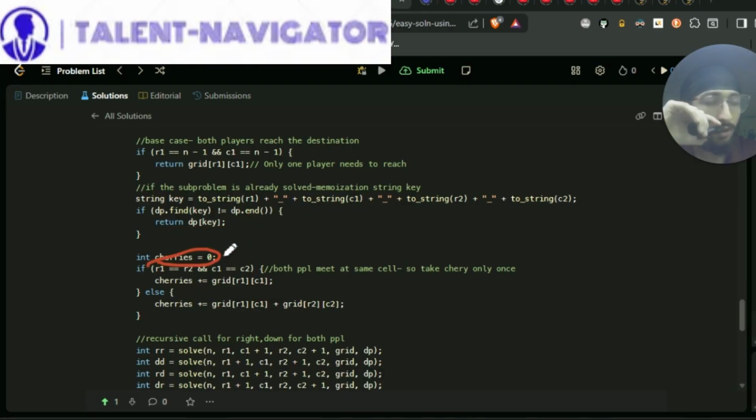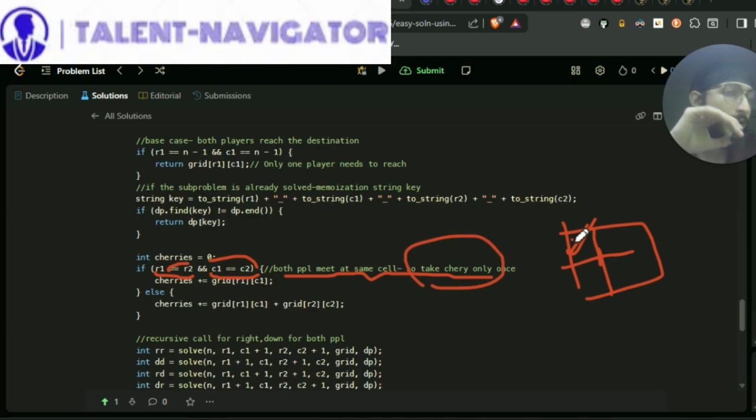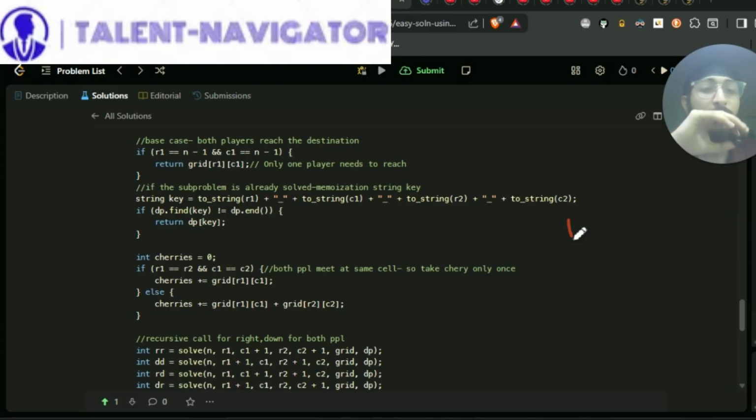Now we have a cherries counter, which will count the number of cherries that we have picked up. If R1 is equal to R2 and C1 is equal to C2, that is, both of them are on the same cell, then we take the cherry only once, because only one player needs to take the cherry, so as to avoid double counting. So cherries plus equals grid R1, C1. In case they are not in the same cell, we add the values of both. We have already checked that they are not -1 above, so when we add these values, we either get the cherries, or if no cherries are placed there, we add 0, so it won't make any difference. That is the logic here.